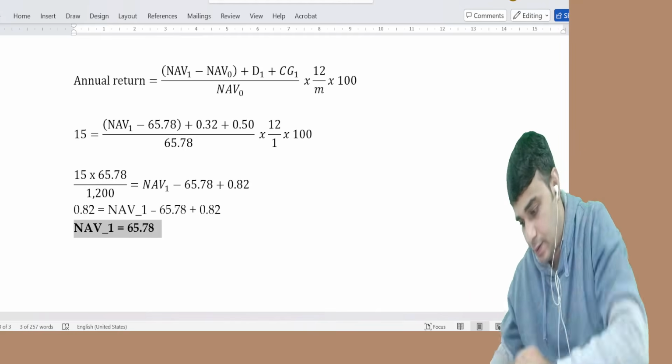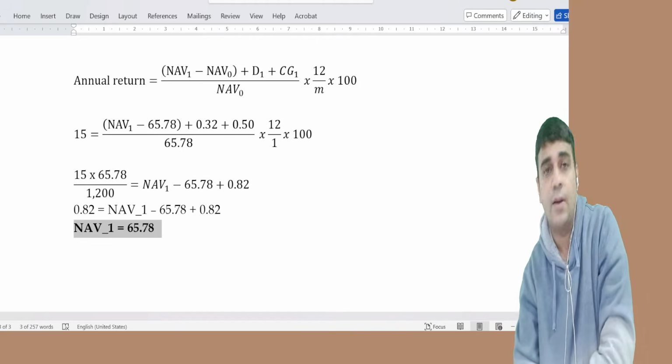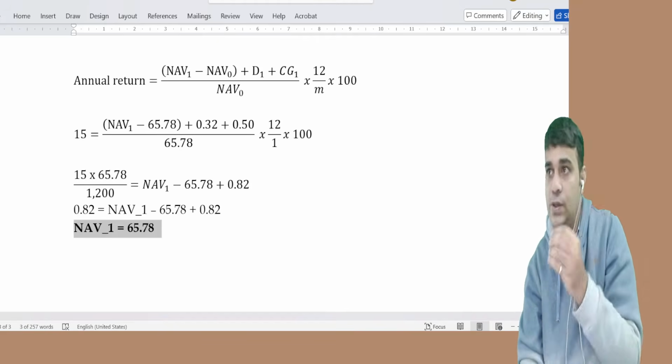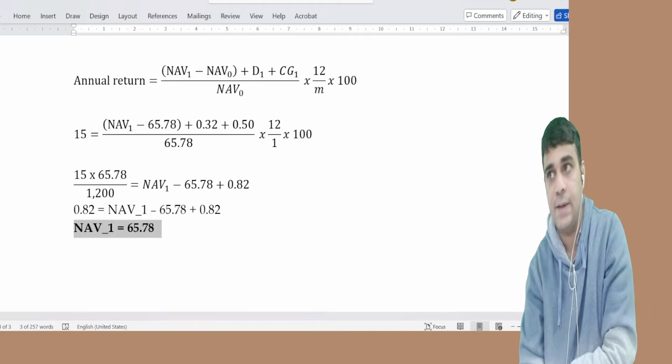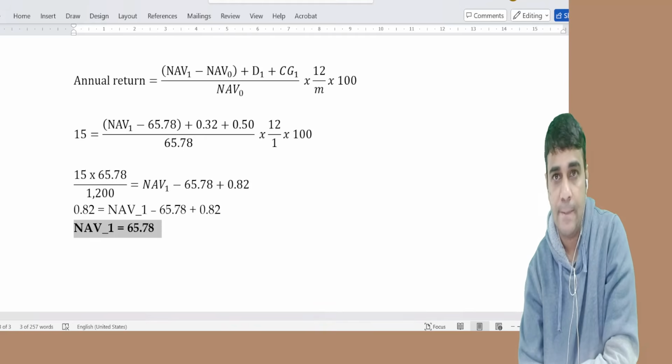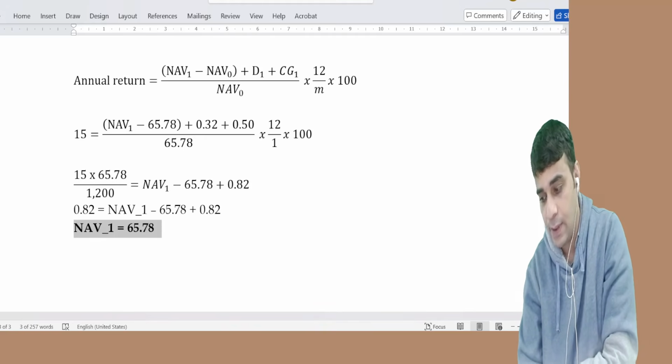65.78. Clear? Our opening NAV is also 65. Closing is also 65 in this case. Both are the same. 65.78. Any doubts on this? Any doubts on the calculation?